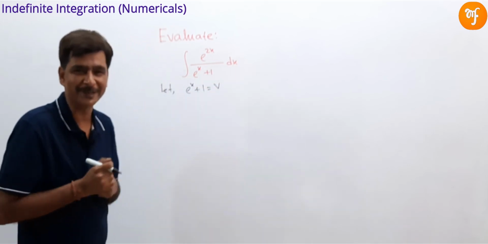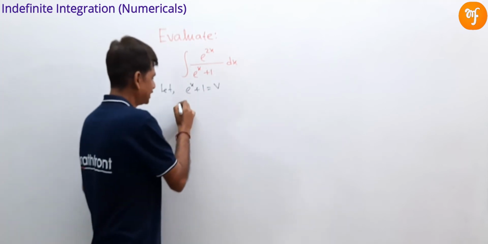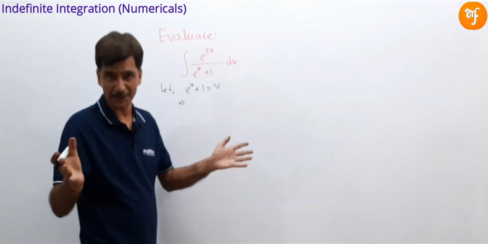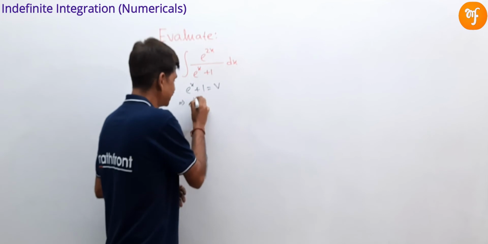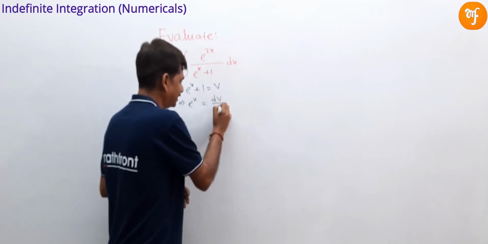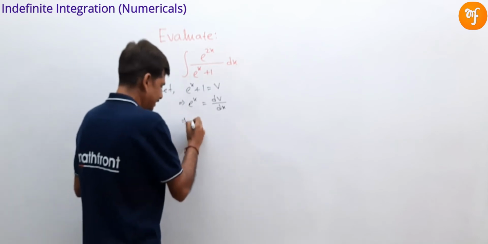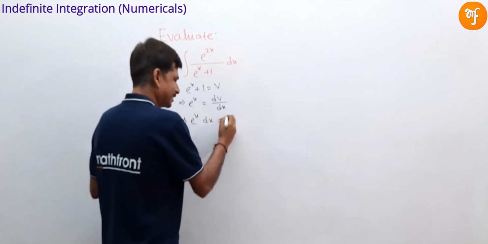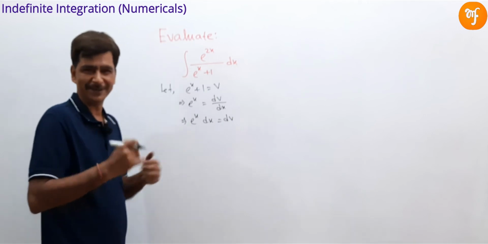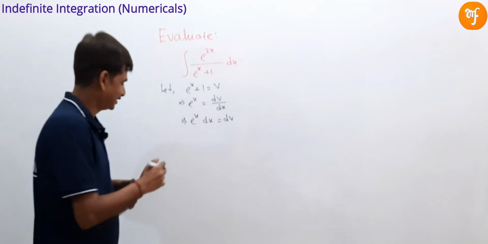Now, differentiating both sides with respect to x. So, d/dx of e to the power x plus 1 is e to the power x. So, e to the power x is equal to dv by dx. Okay. Now, we can write e to the power x into dx is equal to dv. Now, come to the integration.